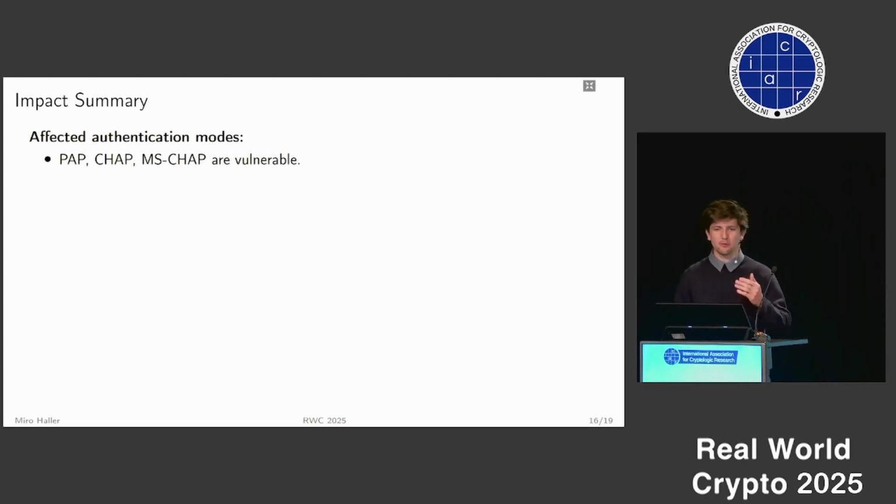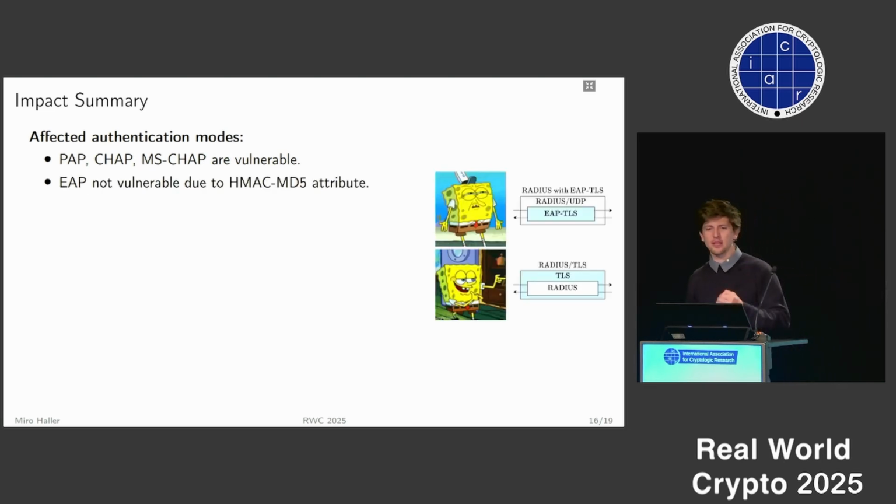Our attack breaks the PAP and CHAP and MS-CHAP authentication modes of RADIUS. It doesn't affect the EAP authentication mode. And this is because that authentication mode requires an additional attribute that's an HMAC-MD5. And this attribute is not vulnerable to MD5 collisions. And an interesting fact is also that the EAP-TLS authentication mode, which nests EAP-TLS inside the insecure RADIUS, is also saved by this HMAC-MD5 attribute and not actually by the fact that it's using TLS.